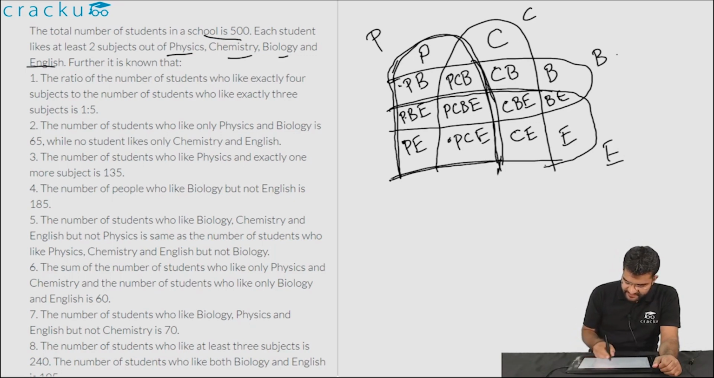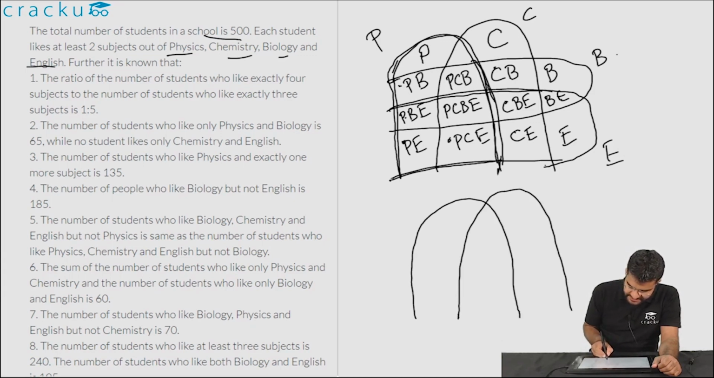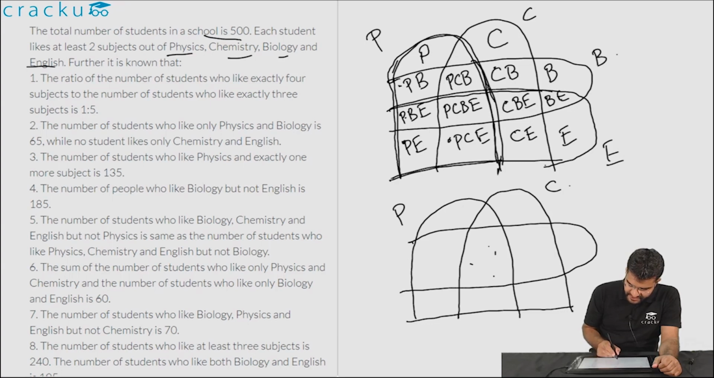So now we will draw a similar Venn diagram and try to solve the question that is given. So this is physics, this is chemistry. If you just look at these two, you can easily identify this is physics, this is chemistry, and the overlap, this region is where physics and chemistry intersect. This is all the people who like both physics and chemistry. Then we have, this is biology and this is English.